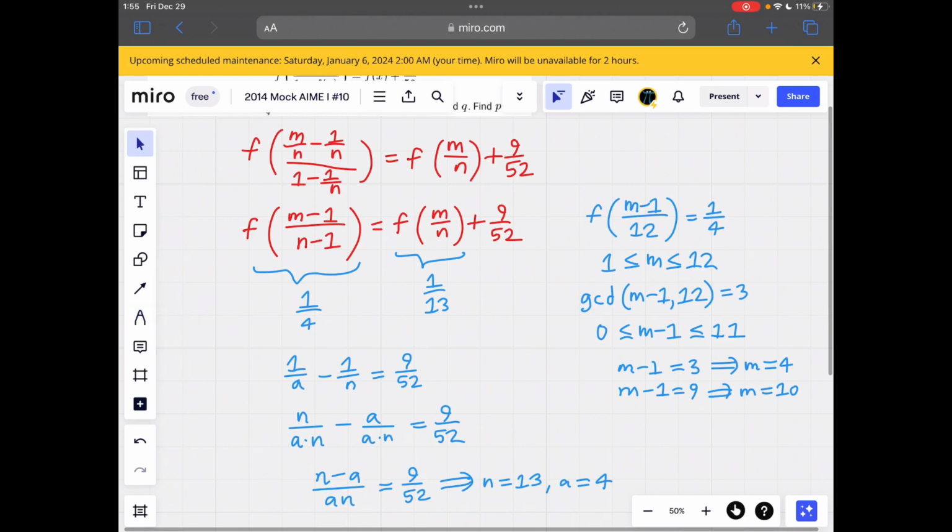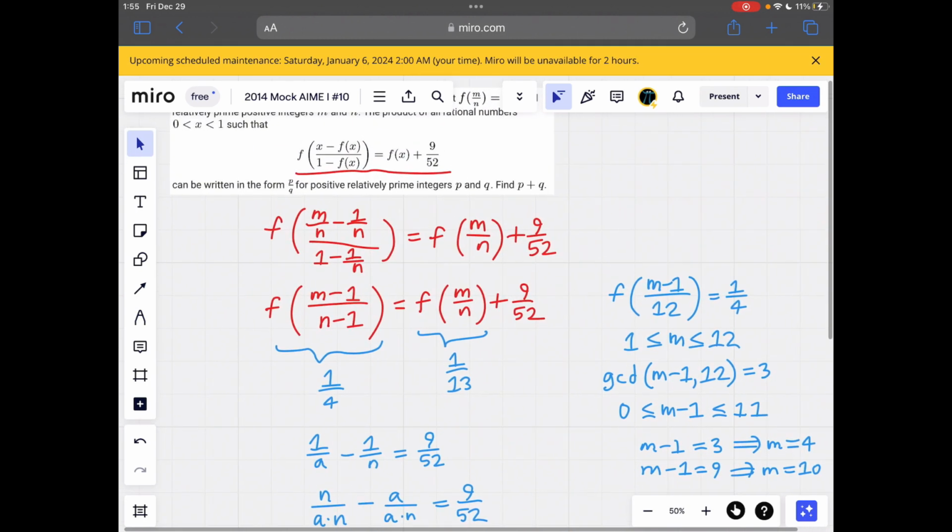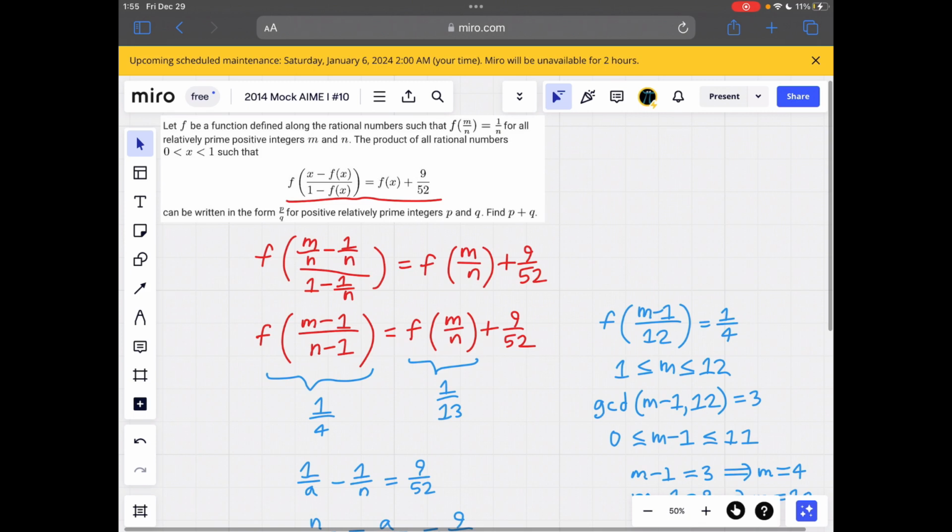And x is equal to m over 13, so it's either equal to 4 over 13 or 10 over 13. The product of all rational numbers 0 is less than x is less than 1 can be written in the form p over q for relatively prime positive integers p and q. The product is equal to 4 over 13 times 10 over 13, which is 40 over 169. Find p plus q. Well, that's just 40 plus 169, which is equal to 209.